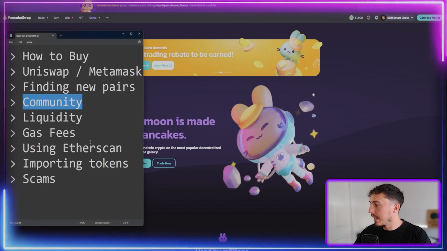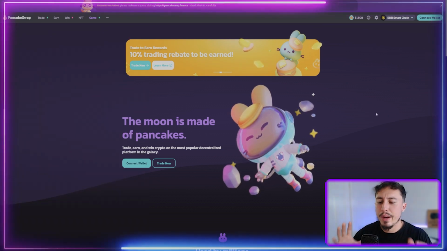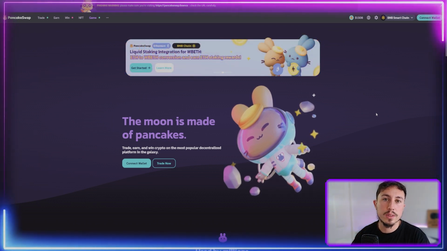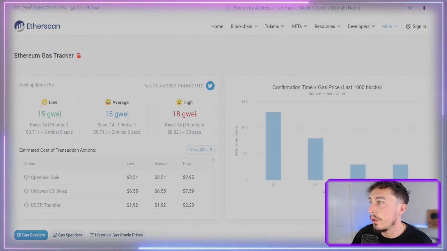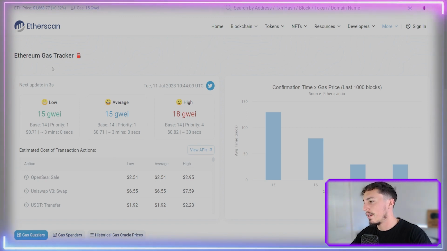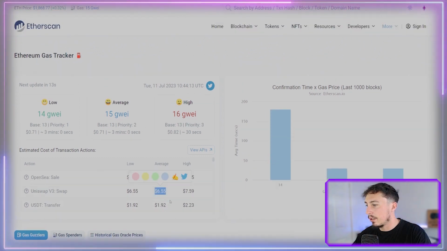Now, how about gas fees? Because at the end of the day, every single coin transaction, every input and output on these soft wallets will require gas fees. You can check etherscan.io/gastracker, and you can see the Uniswap V3. Here is the average gas price right now, $6.55.